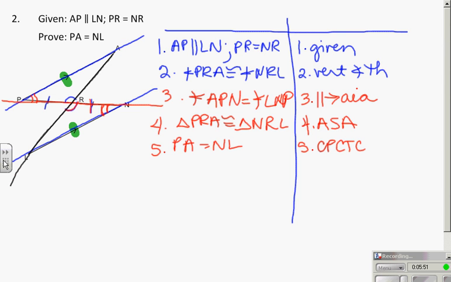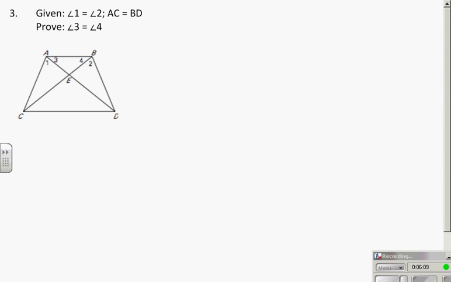You could have also used this line as your transversal, and that would have given you these alternate interior angles. So from there, you could have done angle, angle, side, or you could have done angle, angle, side. All would have been correct.